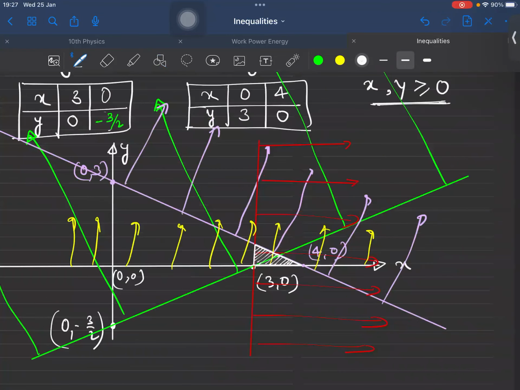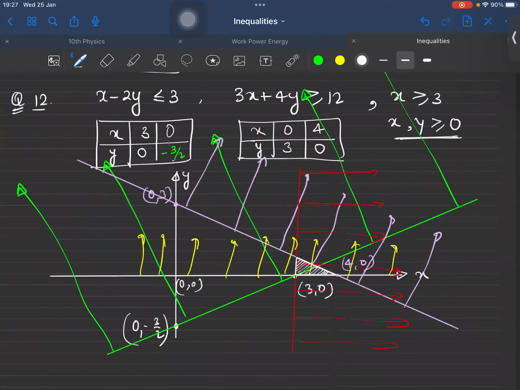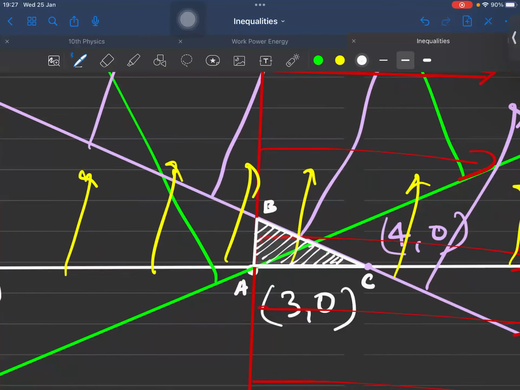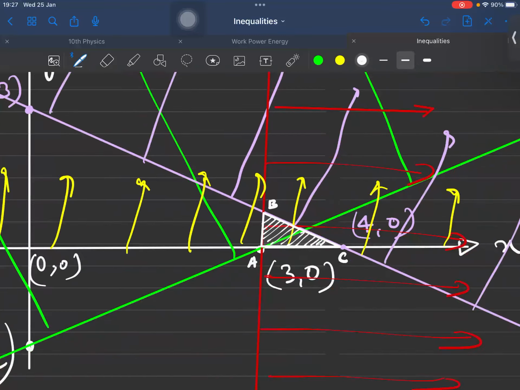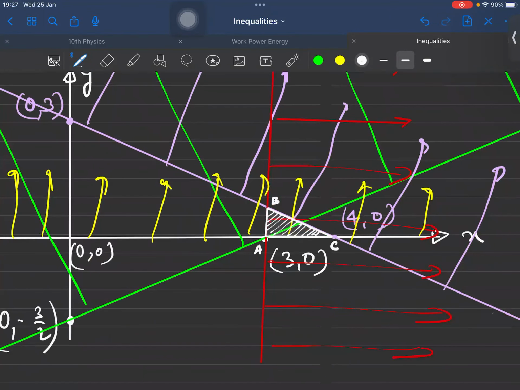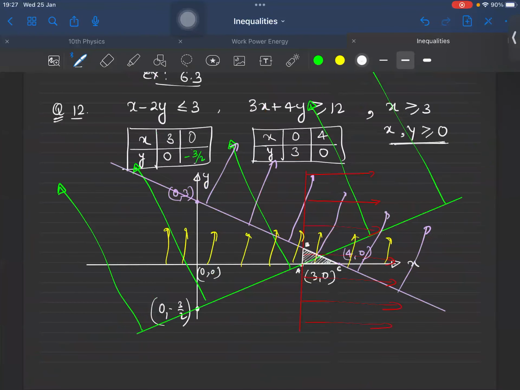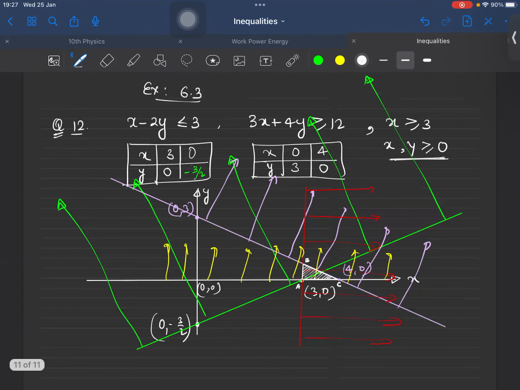Understood? So you can see how you are going to write in the exam. You'll just name this curve A, B, C, whatever curve you are getting. You just name all the corner points, and write down that the region bounded by these points will be the possible solution of this linear inequality. Okay, so similarly you can solve all the problems of exercise 6.3.